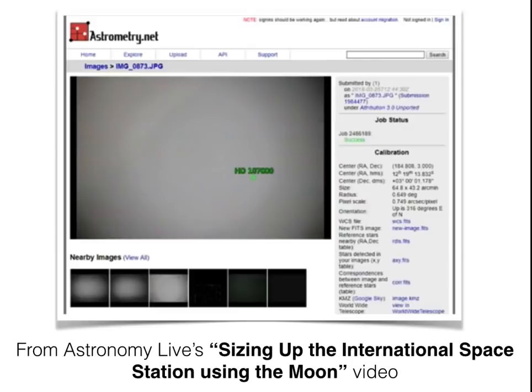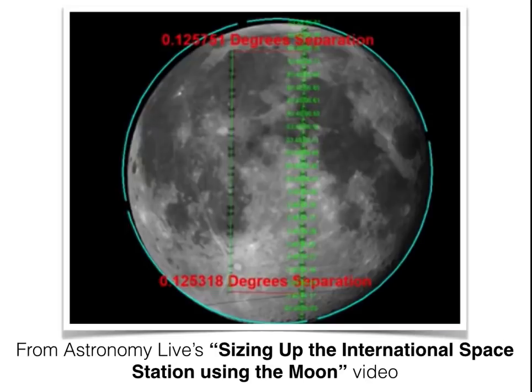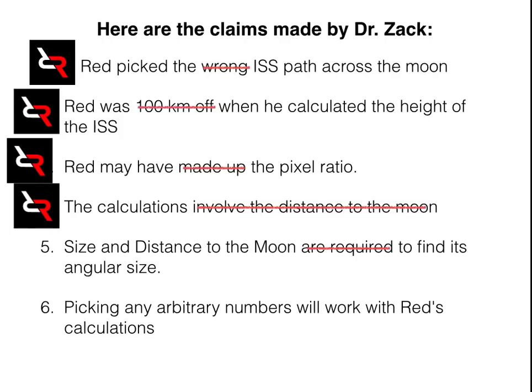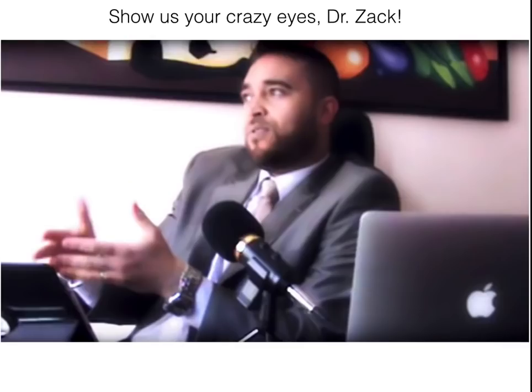And so he uses a website called astrometry.net. And using the observation that he had that evening from Venice, Florida, he was able to very carefully measure the angular separation of the parallax of the 2 ISS tracks. So again, the bottom line, Dr. Zack, is that angular sizes can be measured. Well, not only can be, but they actually are measured from the ground. Okay? So it looks like I'm going to have to give the point to Astronomy Live. I think it's crazy that you didn't know that you could measure angles from the ground.